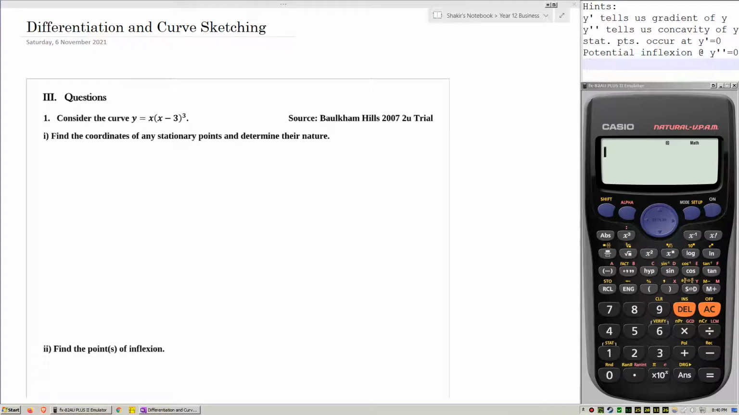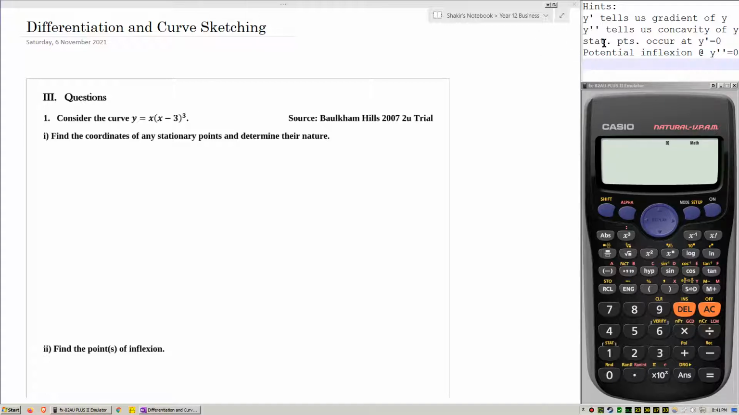Welcome to a lesson on differentiation and curve sketching. This is everything you need to know before we start maximum and minimum questions, which is really the culmination of differentiation. The way I'm going to do this is like a revision slash teaching of everything we've done to date. We'll do it by just going through a few questions.